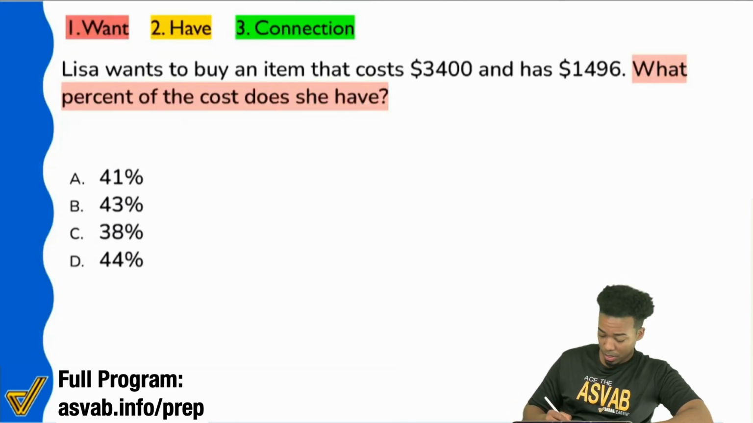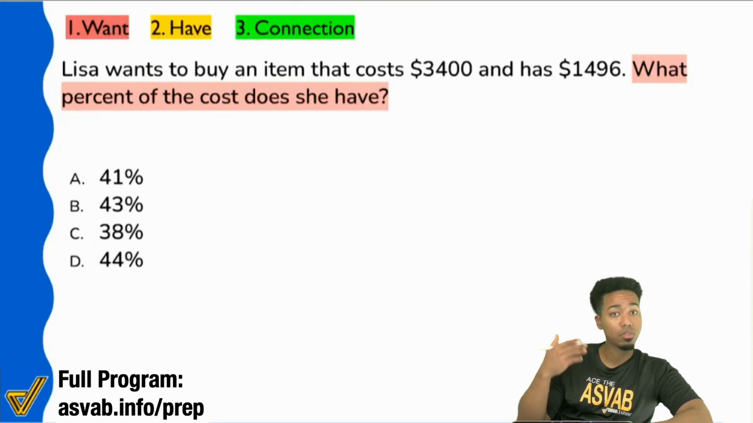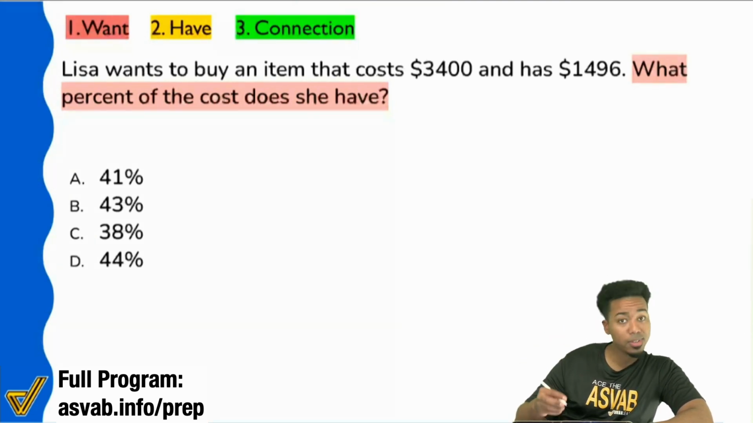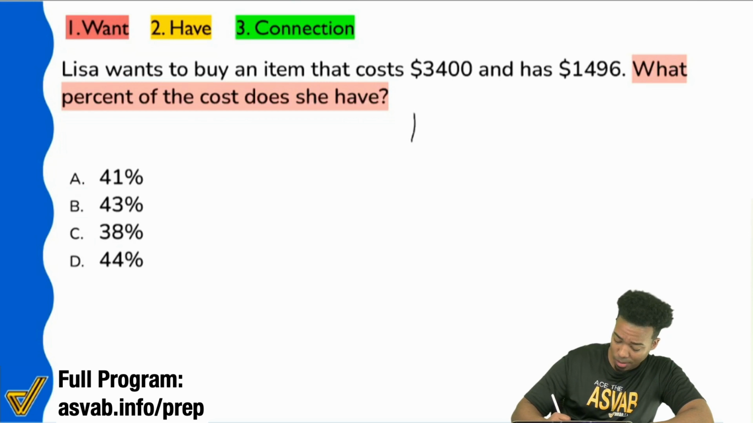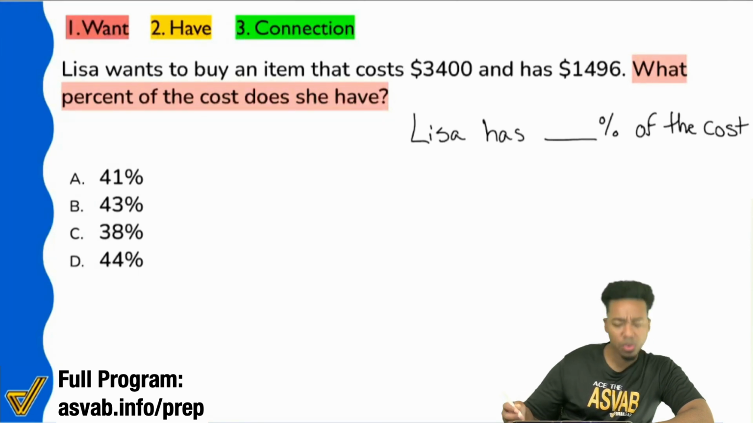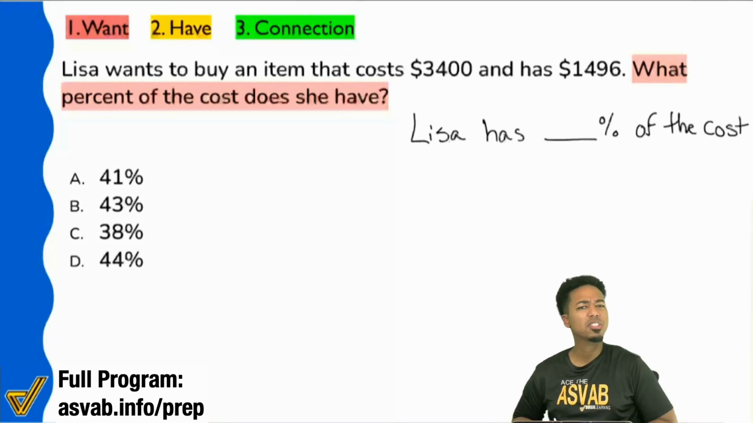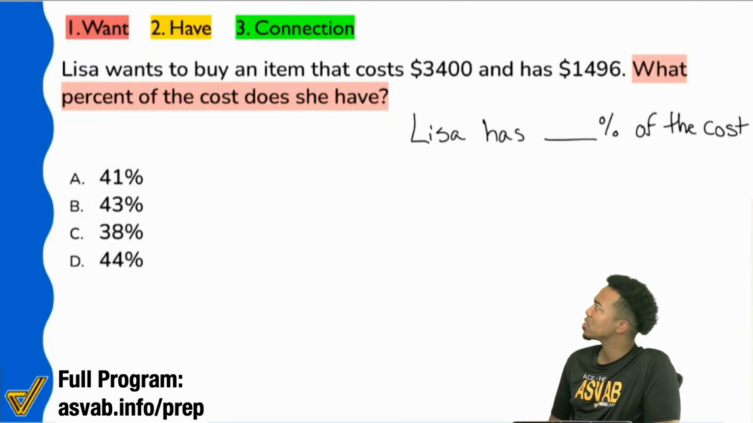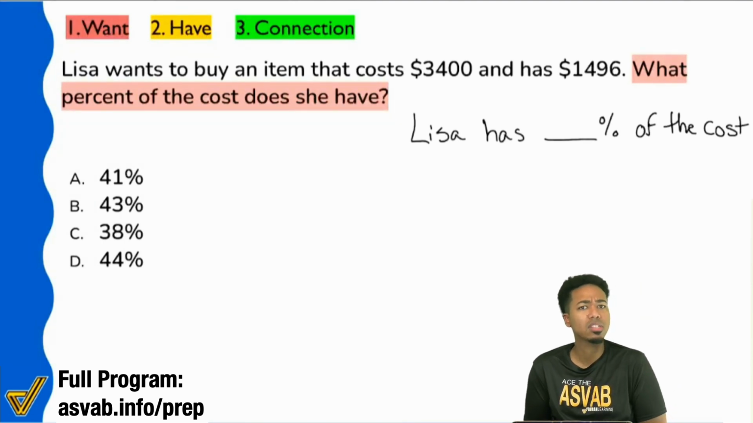Okay, cool. So in my head, in terms of the first step, I want to fill in this blank. I want to say, hey, Lisa has blank percent of the cost. Is that okay with you guys? Again, just rephrasing the question sentence, we want to know what percent of the cost Lisa has. So I'll just say Lisa has blank percent.